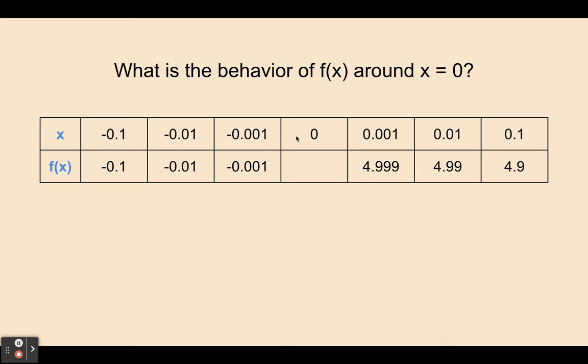So these are coming in from the left. And then here from 0, I added 0.001, then I added 0.01 and 0.1. And you can see they're increasing. So as I come in this way, I'm actually approaching 0 from the right. Okay, and these are my values, my y values.